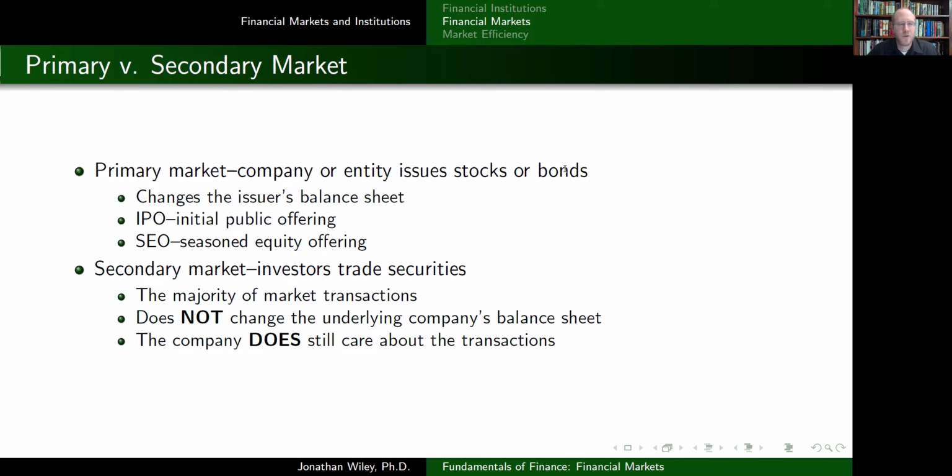So that's kind of the difference between primary market transactions and secondary market transactions. And again, the majority of trading on a daily basis in the financial markets is secondary market activity. Primary market activity can be easily determined if it's changing the company's balance sheet and the company or entity involved is party to the transaction in some specific way.